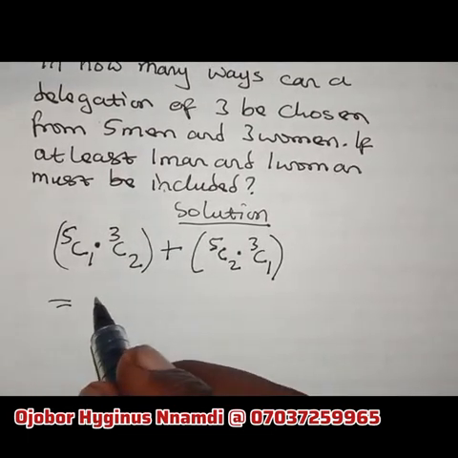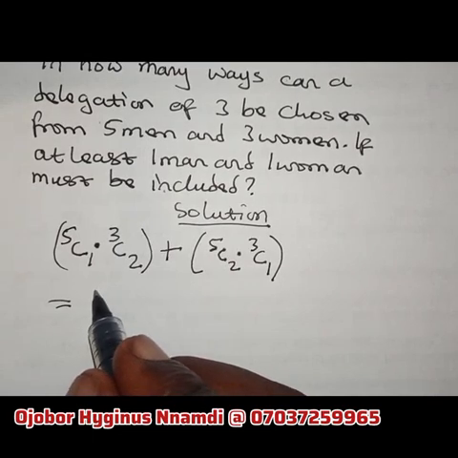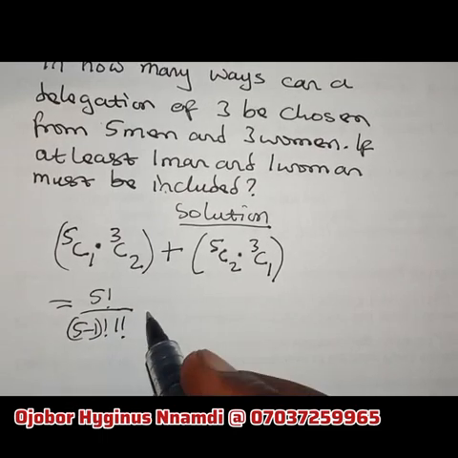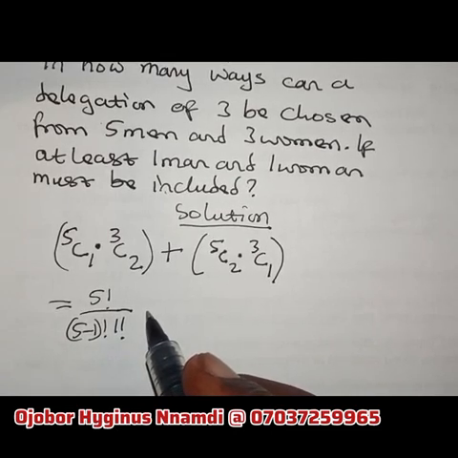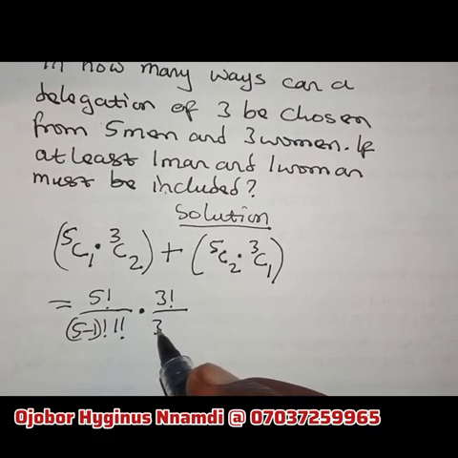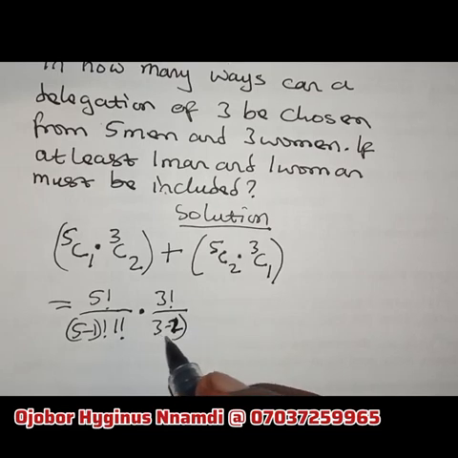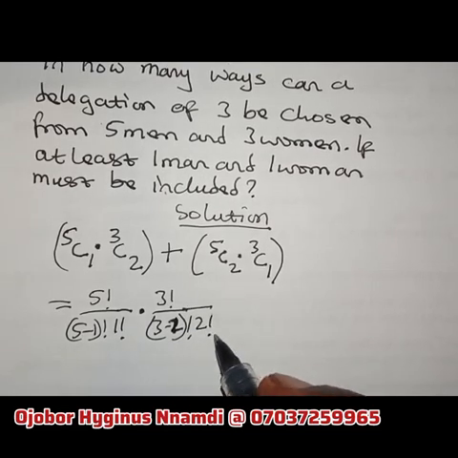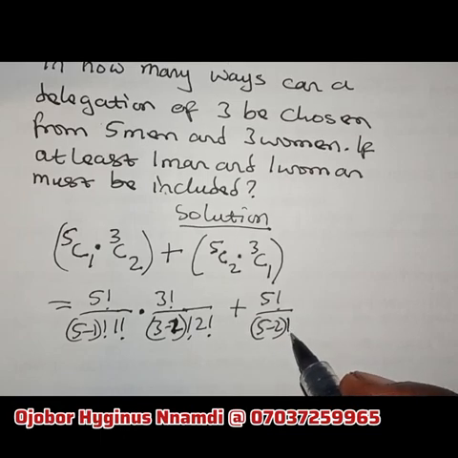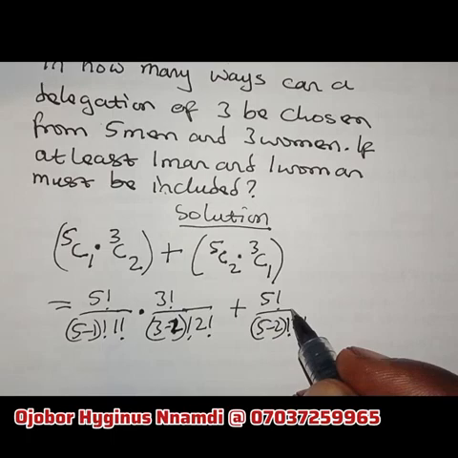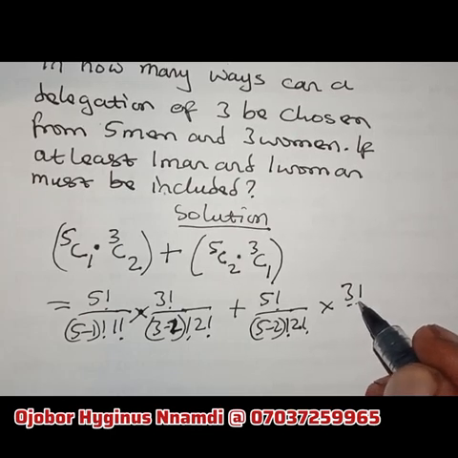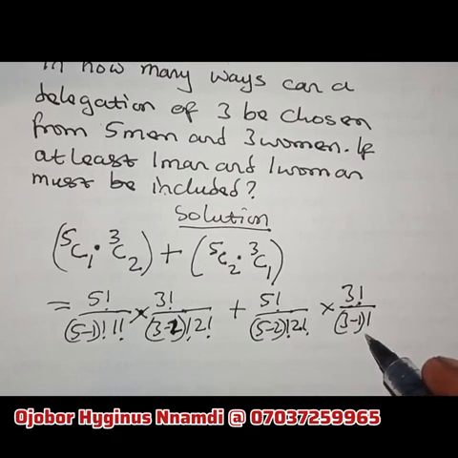And then if we simplify this, we're going to have 5 combination 1, which is 5 factorial over 5 minus 1 factorial into 1 factorial, which of course we know that any number combination 1 is still that number. But I just want to show us how it is done. We have 3 factorial over 3 minus 2 factorial into 2 factorial, plus 5 combination 2 is 5 factorial over 5 minus 2 factorial into 2 factorial, then times 3 combination 1 is 3 factorial over 3 minus 1 factorial into 1 factorial.